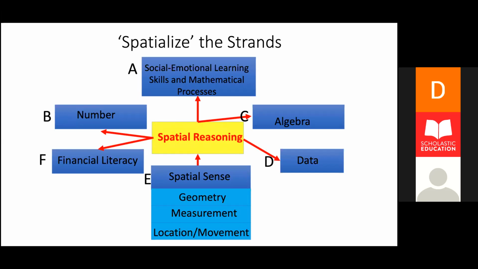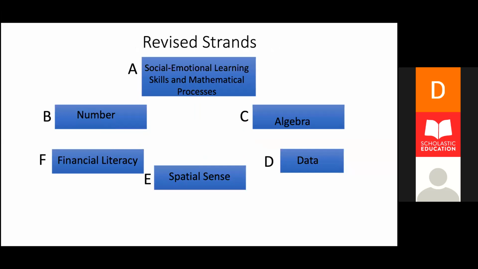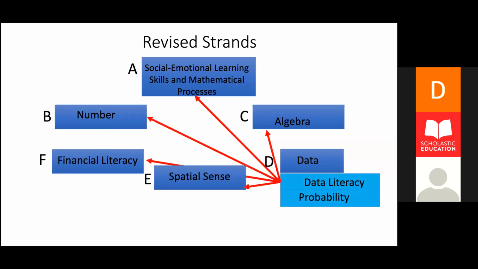The research indicates that there is a high correlation between how well students do in spatial reasoning and how well they do in math. That's from the beginning of kindergarten right up into high school. So if we improve their spatial reasoning, we will also improve their math achievement. Data concerns data literacy and probability, much like before. And again, we're going to work at infiltrating these into our other strands.